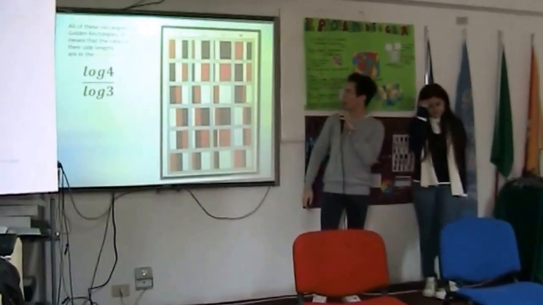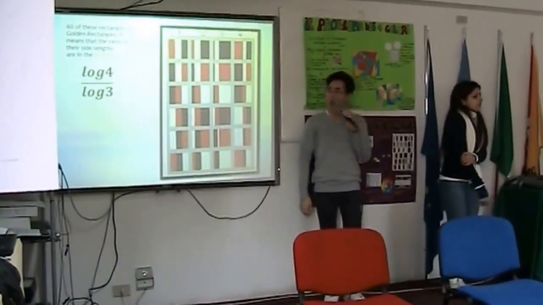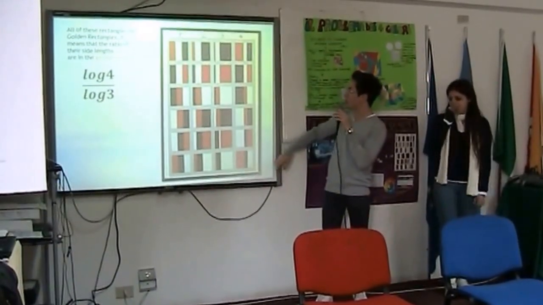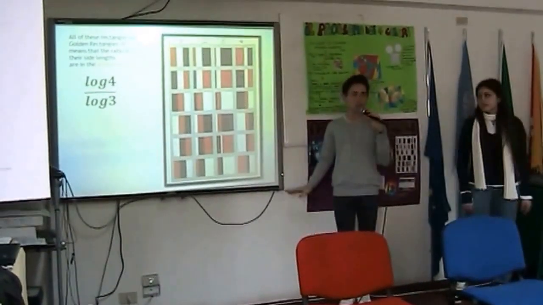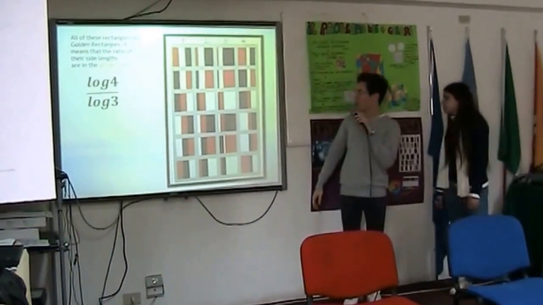This is a work by a pupil of Johannes Itten. All these rectangles are golden rectangles. It means that the ratio of the inside lengths are in the golden ratio, that is this.